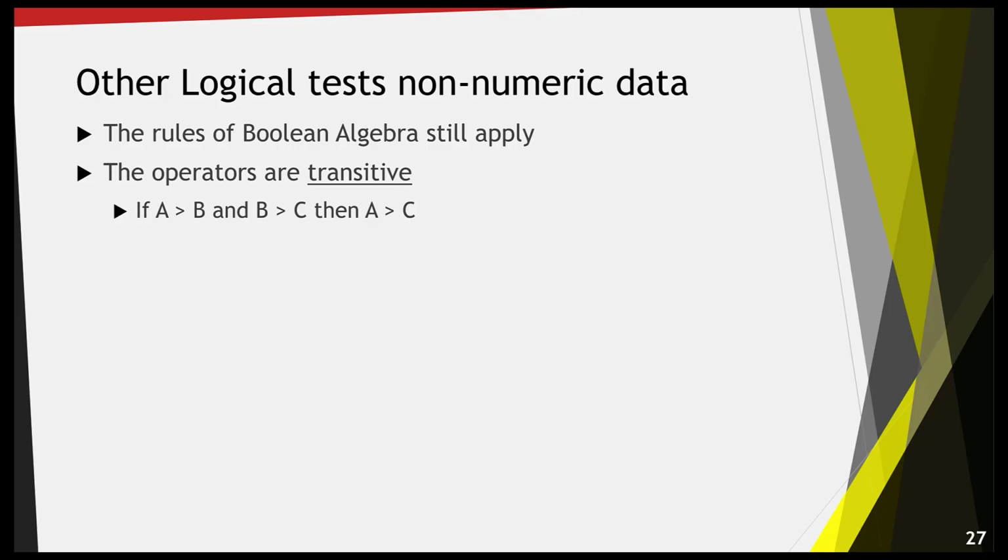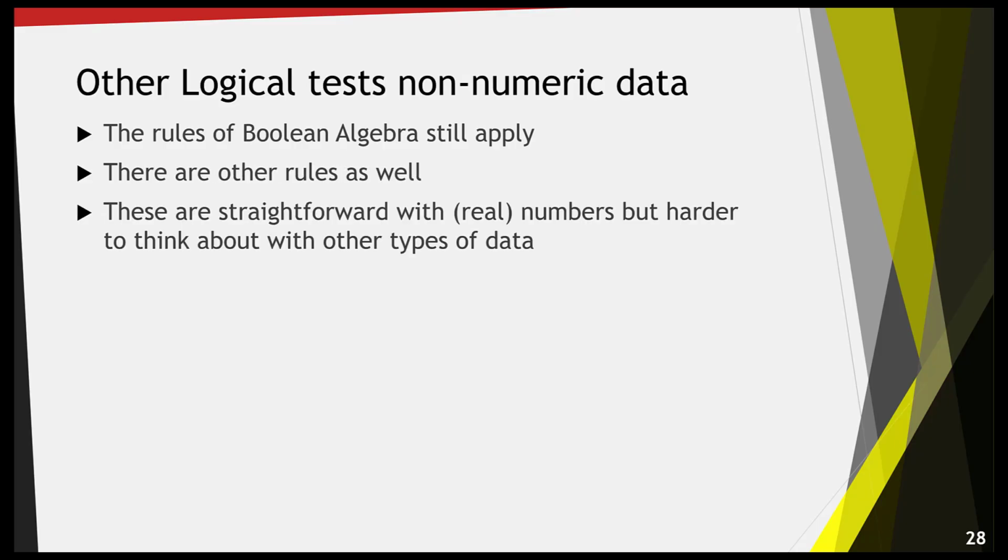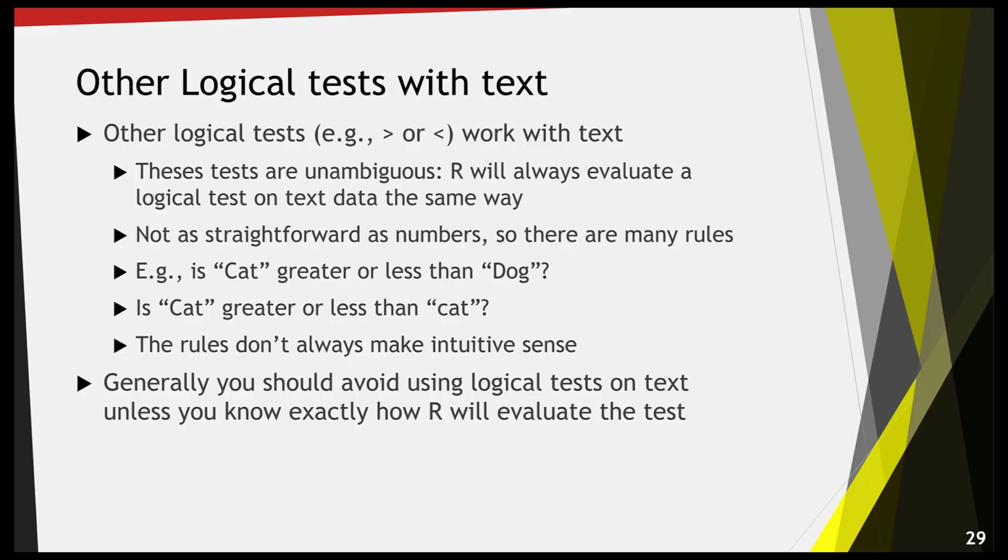Those operators also have to be transitive, which means that if A is greater than B and B is greater than C, then A must be greater than C. There are other rules to Boolean algebra as well. They're really straightforward to think about with real numbers, but a lot harder to think about when you deal with other types of data. Importantly, these logical tests, greater than, less than, greater than or equal to, and so on, all work with R text.